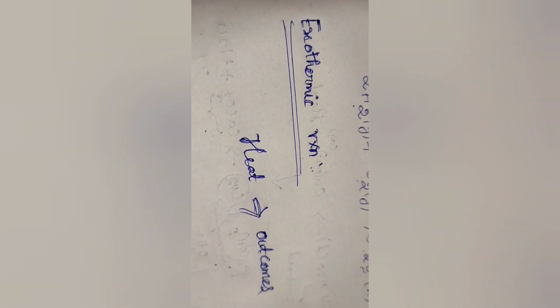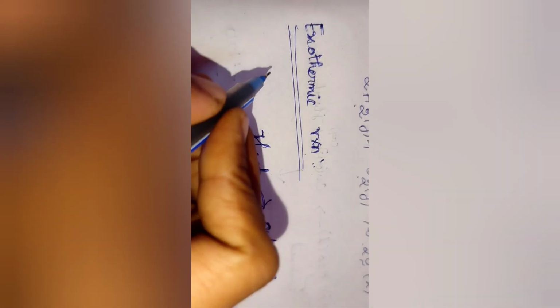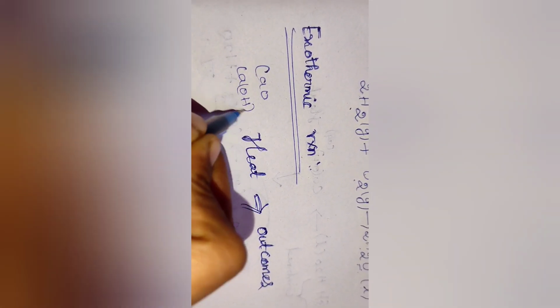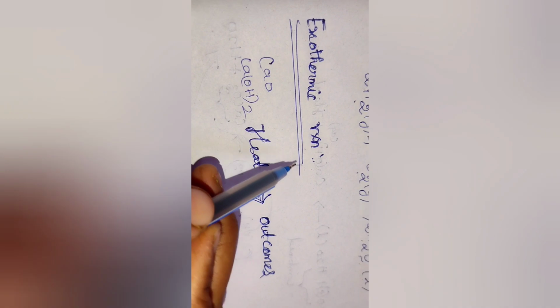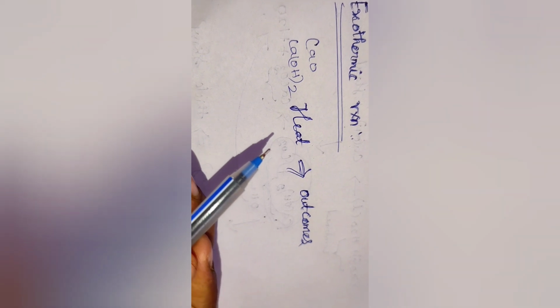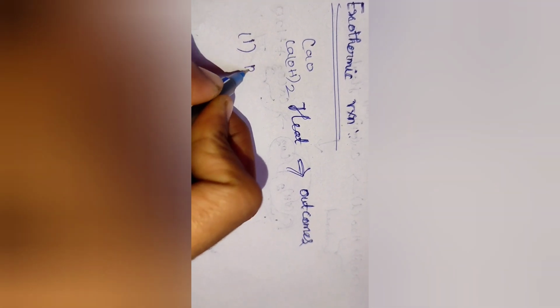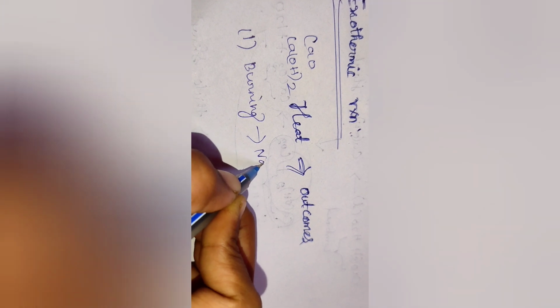Now I already told you the combination reaction, calcium oxide and calcium hydroxide formation, is an example of exothermic reaction. Exothermic reaction means, I told you, heat should be given out. Now we are going to see some examples of the exothermic reaction. So the first example is burning of natural gas.